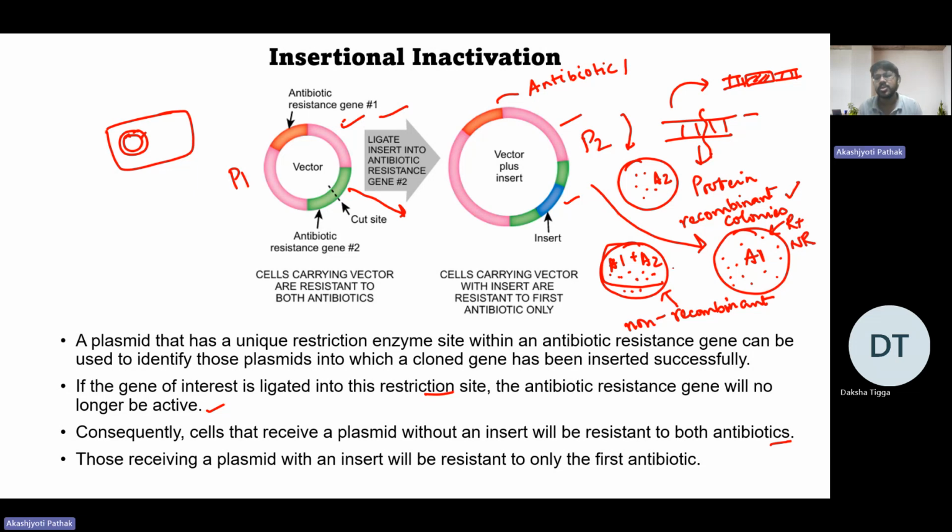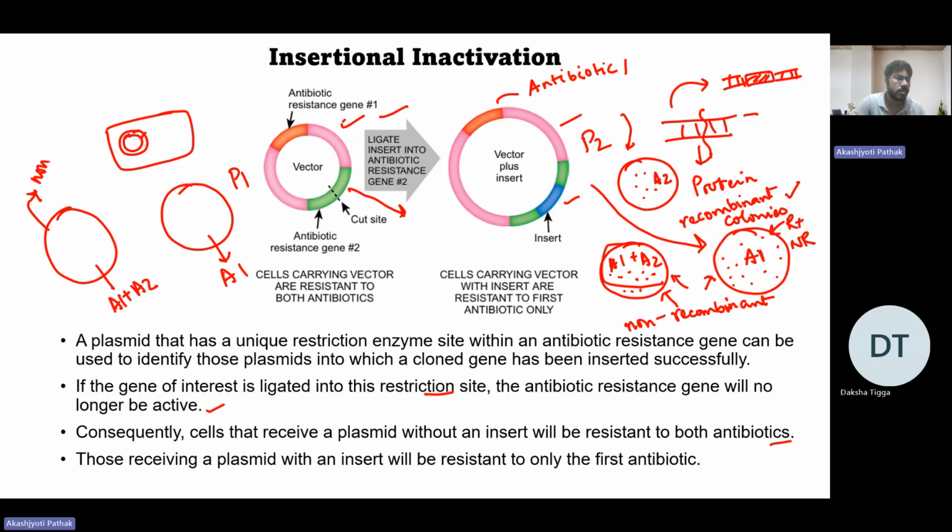Okay. So if you have these two plates also, then also you can identify which is your recombinant colony and which is your non-recombinant colony. Because you have two types of agar plate. One of your agar plates has both antibiotic 1 plus antibiotic 2, and the other agar plate has only antibiotic 1. So in the plate which has antibiotic 1 and antibiotic 2, only what will grow? Only your non-recombinants will grow.